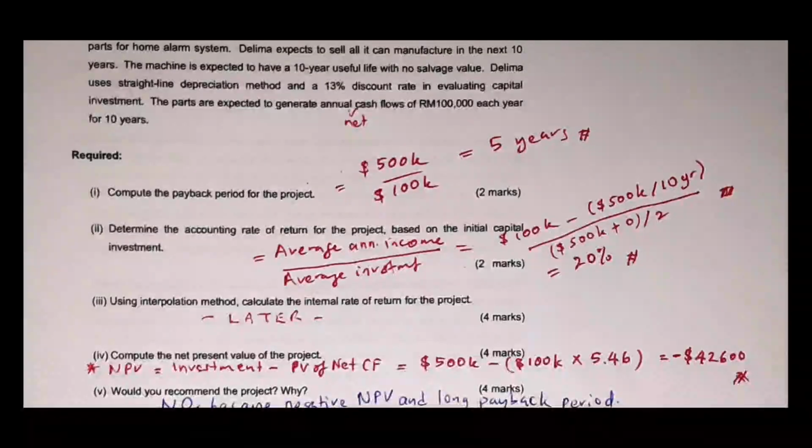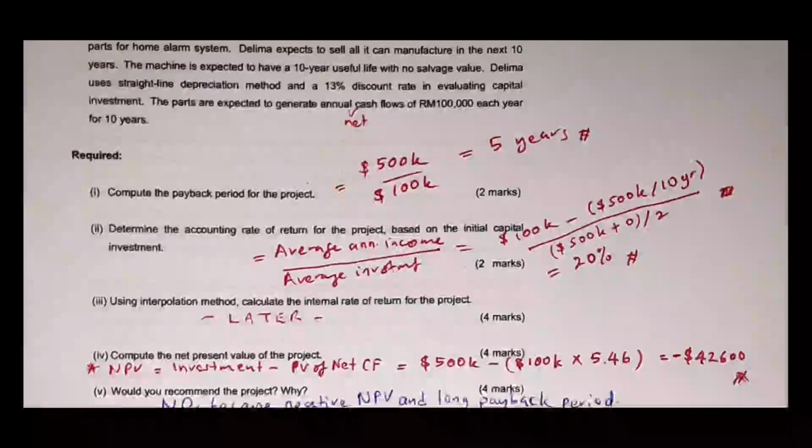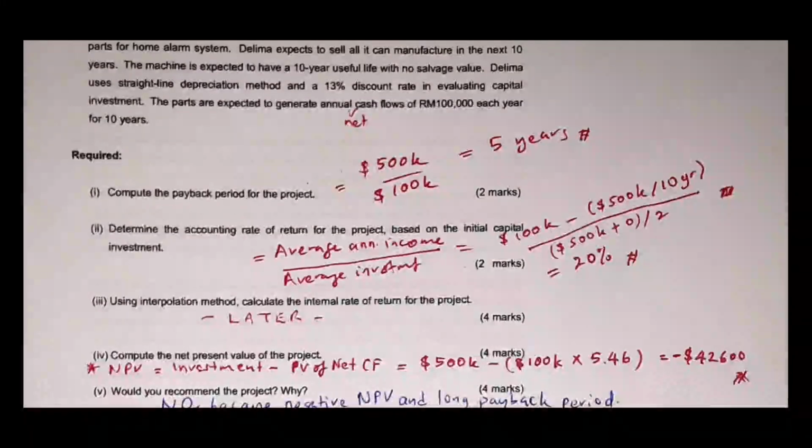So to answer this question, you have to show the initial investment of $500,000 divided by the net cash flow for every year, $100,000. So you will get that the cash payback period for this project or for this machine is 5 years. So it takes 5 years for the company to get back the amount that the company has invested. Remember, the shorter the payback period, the better the investment.